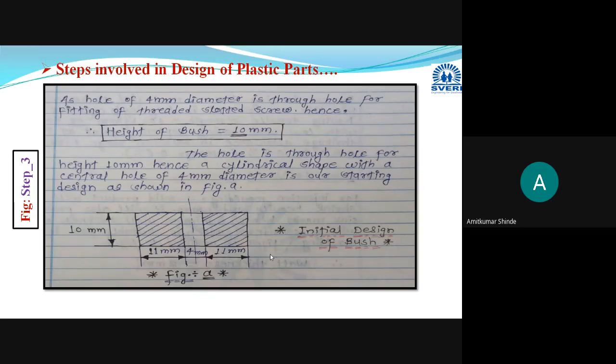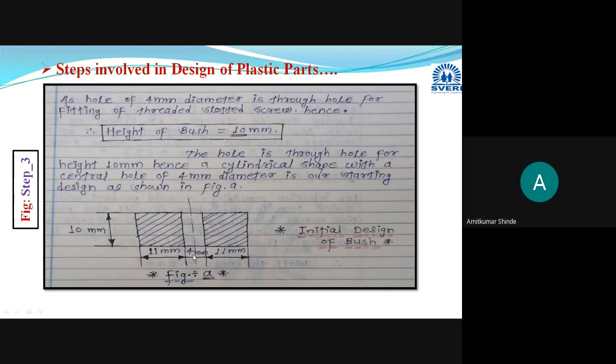Okay, and so we will continue. Please draw this diagram. This third step is still going on. That is, we have decided the initial dimensions of the bush, its diameter, then its height. Then we have designed the initial stage. The first initial design is what we have prepared here. Then we are going to determine the material, that is, from which material we are going to manufacture this bush.